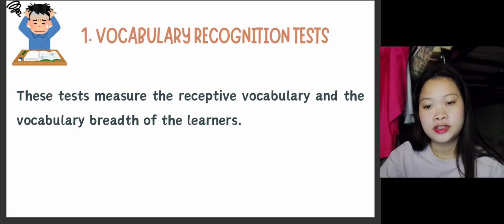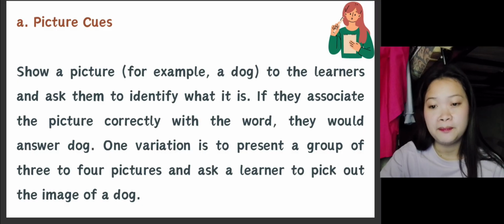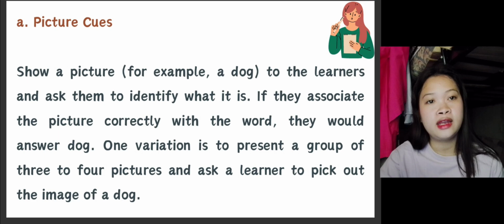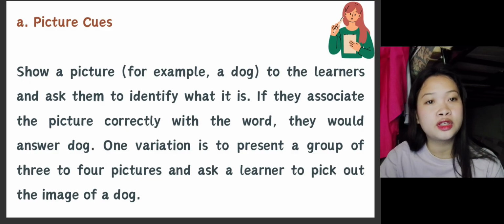So first test sa vocabulary recognition test, we have the picture cues. Unsa man ang picture cues? Show a picture, for example, a dog, to the learners and ask them to identify what it is. So mag-show daw ta og picture sa mga student. It could be anything. For example, a dog. Tapos if they associate the picture correctly with the word, they would answer dog. So if kabalo sila unsa to siya nga picture, makabalo sila nga kadto siya nga word is dog.